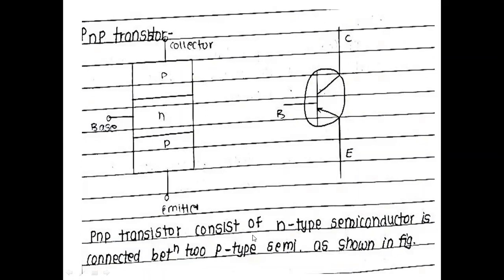So a PNP transistor consists of N type semiconductor in between two P type semiconductors. Here it is completely reverse of NPN. So in between two P type semiconductors, one N type semiconductor is connected. For the two P type semiconductors, one terminal we have connected as collector, another one is emitter, and the middle one, the N type semiconductor terminal, we are going to call as base terminal.